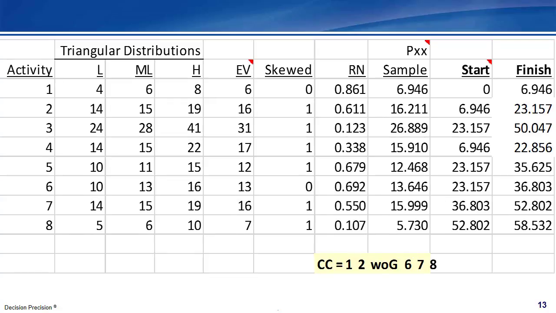This one is a bit more interesting. Activity 6 has to wait for its predecessor, activity 4, to finish. In this trial, the WOG in the critical chain indicates waiting on green. This means that task 6 had to wait longer until the green resource finished performing activity 2.